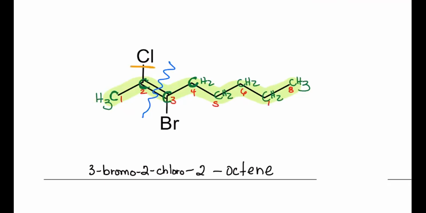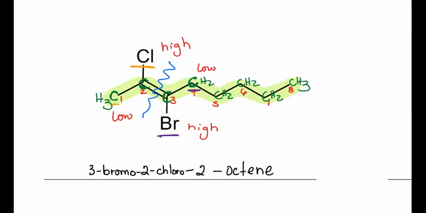I'm comparing chlorine to carbon because they are the atoms attached to the carbon in the carbon-carbon double bond. Who gets the high priority label? Cl or C? Great. This is high priority, this is low priority. Let's do the next one. We're comparing carbon to bromine. Who gets the high priority label? Great job. This gets a high priority label, this gets a low priority label.